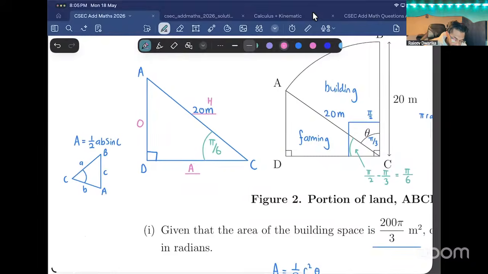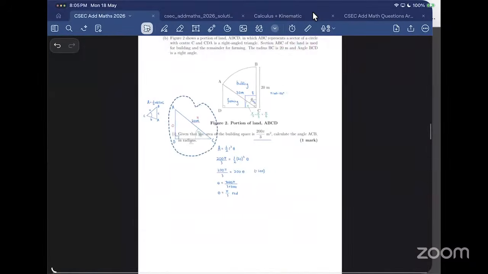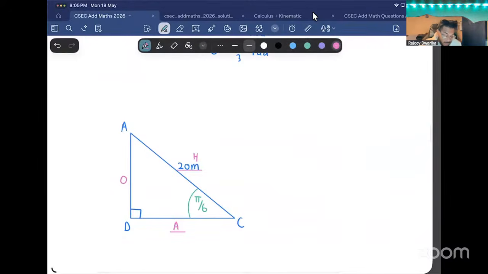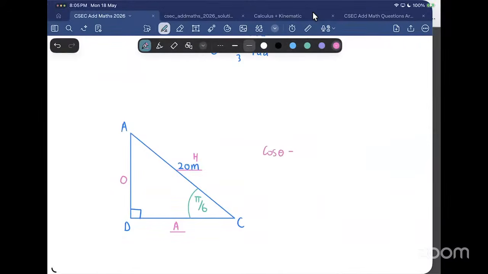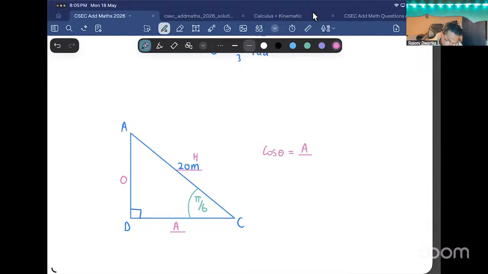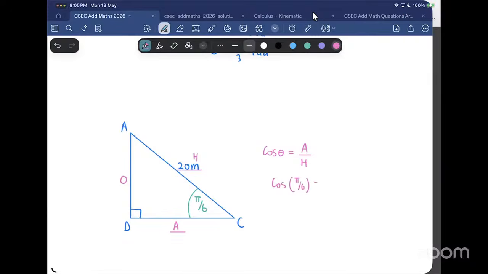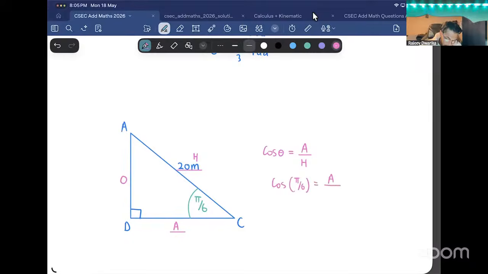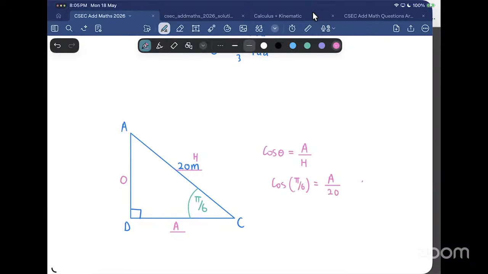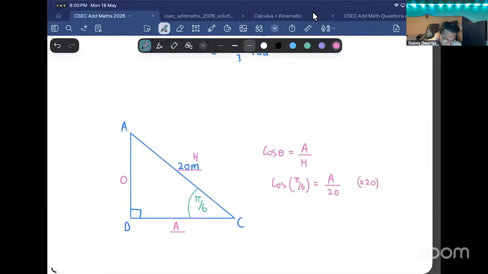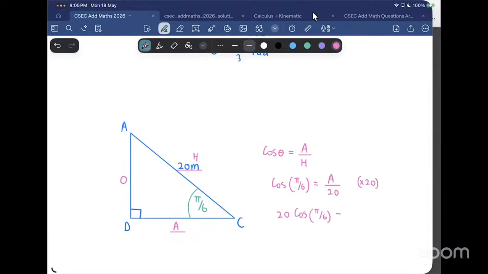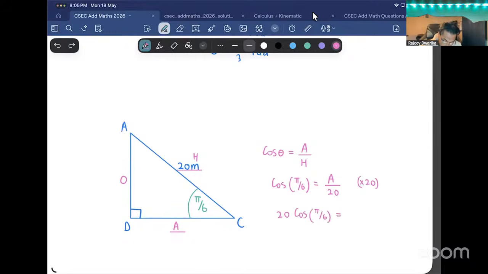So which trig ratio are we going to use to find that? Cosine? Cosine, correct, because A and H. So cosine theta is going to be A over H. We already know that the angle is pi on 6. We don't know what A is. We know that H is 20. So I'm trying to find A. I'm going to multiply both sides by H, which is 20. So I'm going to end up with 20 cosine pi on 6. If I multiply both sides by 20, it's going to cancel off here, and that's going to leave me with A.